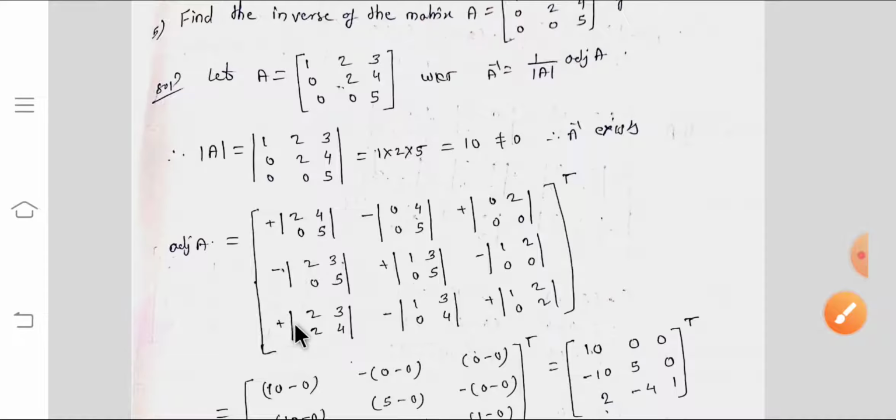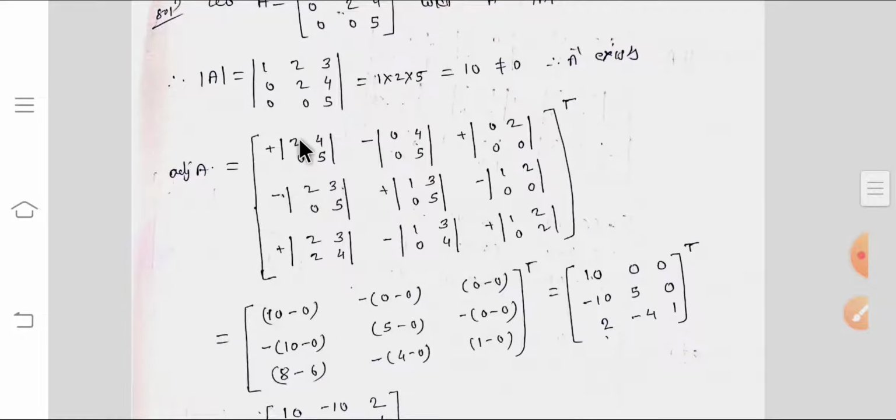Next, the cofactor of that last 0 is the determinant of [2 3; 2 4], minus the determinant of [1 3; 0 4], plus the determinant of [1 2; 0 2], all transpose. Don't forget to write this T. After the simplification, we remove that T. How to remove it? Next step, that is equal to determinant: 2 fives are 10 minus 0, minus into bracket 0 minus 0, plus 0 minus 0. This determinant value 0 comes here. This is 10, minus of 10 minus 0.